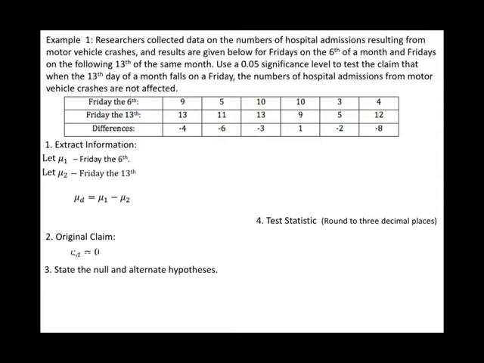So another way to say it, the mean of the difference will be equal to 0 because they are not affected. And then the null hypothesis, that's an equal also. Alternate hypothesis is going to be not equal. So we have two tails in here.